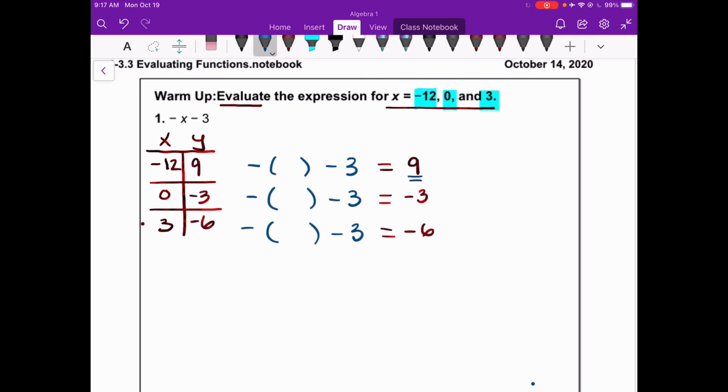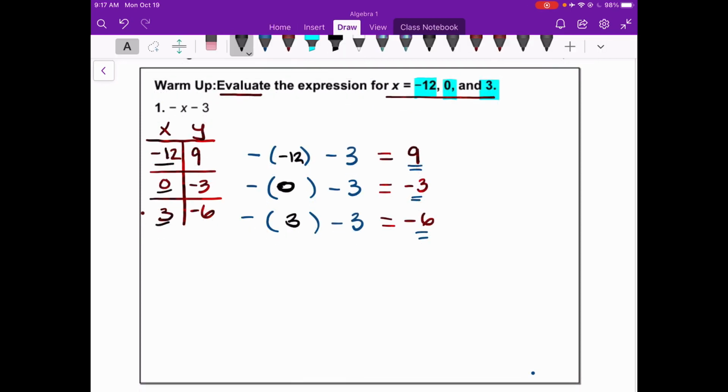Here are your final answers. They were 9, -3, and -6. So just to remind you, what you had to do is plug in each of these x values into the equation. What I like to do, just as a suggestion, is anywhere you see an x, put parentheses and then plug in your value. Make sure you incorporate the negatives. If they're out in front, leave them out in front of your parentheses.